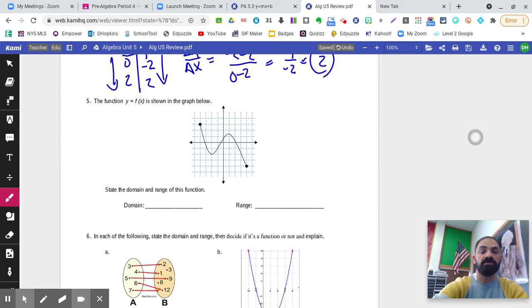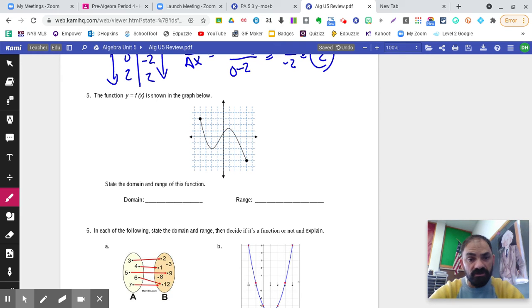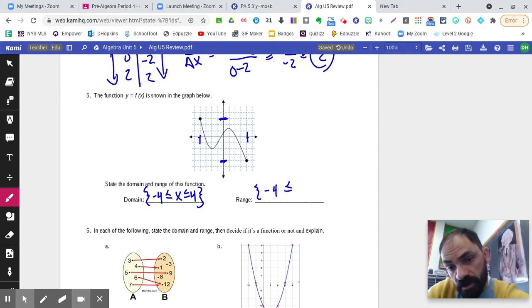Okay, flying through this. All right, what's the domain? Domain is, remember, all the x values from left all the way over to right. So it goes from here all the way over to here. That is 1, 2, 3, 4. 1, 2, 3, 4. So negative 4 to positive 4. And those are my x values. The range is the y values. That is how low it is, negative 4, to how high it is, negative 4 to 3. And these are my y values, so be careful what I write.